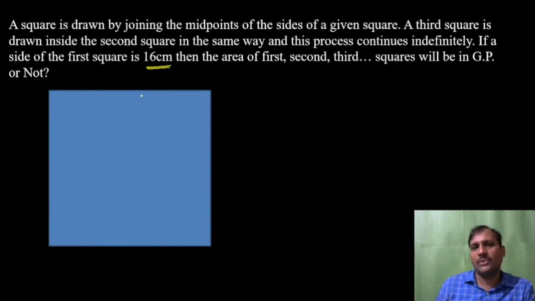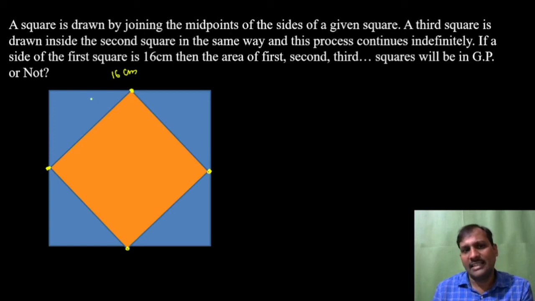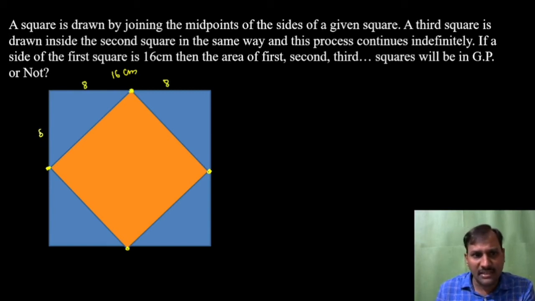Here they have given a square whose side is 16 centimeters. Now joining the midpoints of each side, we are getting another square. This is the midpoint of this, this is the midpoint of this, midpoint of this and midpoint of this. So we already know that the side of the first square is 16 centimeters. As this is the midpoint, this will be 8 centimeters, 8 centimeters, 8 centimeters like this.